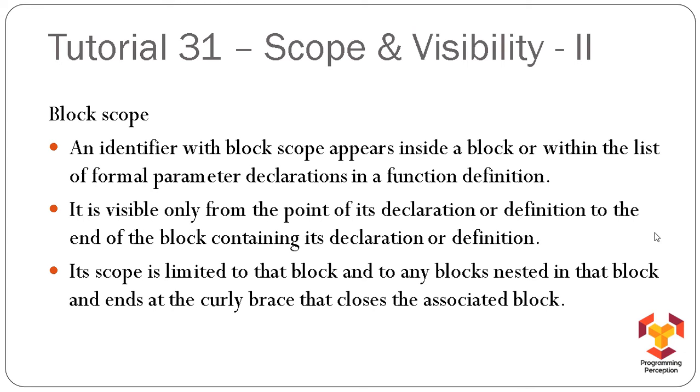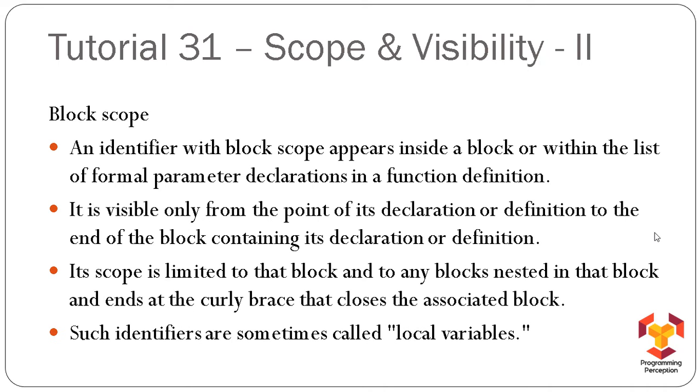Its scope is limited to that block and to any blocks nested inside that block, and ends at the curly brace that closes the associated block. So as I told you, any identifier with block scope has scope for that certain block only. It is also accessible to all the nested blocks inside that block. Such identifiers are sometimes called local variables.